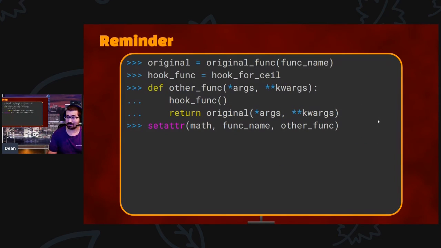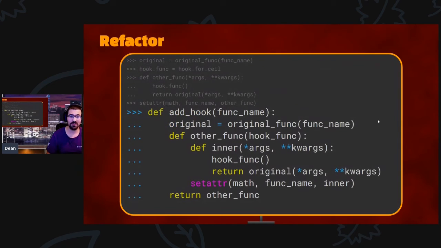Why is it good for us? Because basically we've done the same thing, right? We have an original function, that's in the first line. Then we have a hook function. Then we have a function that's doing something on functions, and then it sets other functions. So instead of writing this, we can write this.